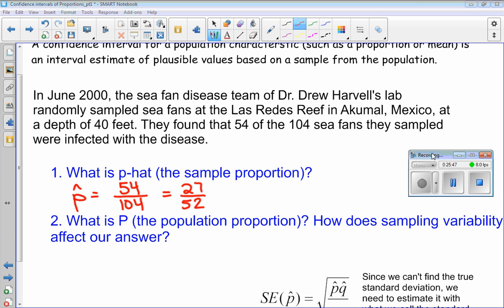Okay, I can't. But what I can do is create an interval that allows us to guess. It's not really a guess, but we're going to be a certain percent confident that I really think the true proportion of sea fans that are infected is within this range. It is a very educated guess, okay?